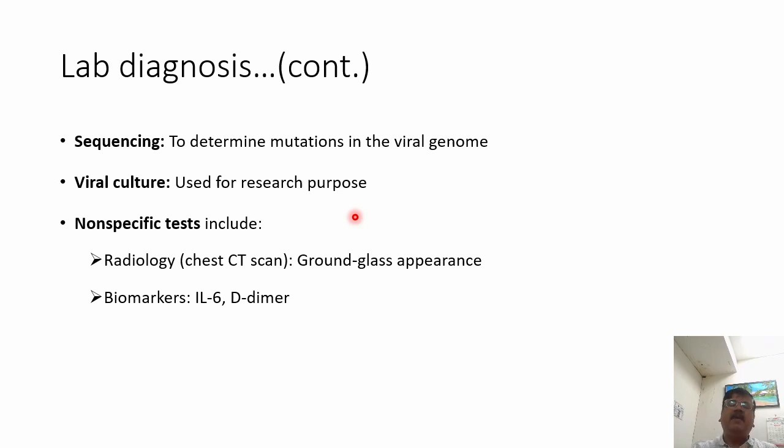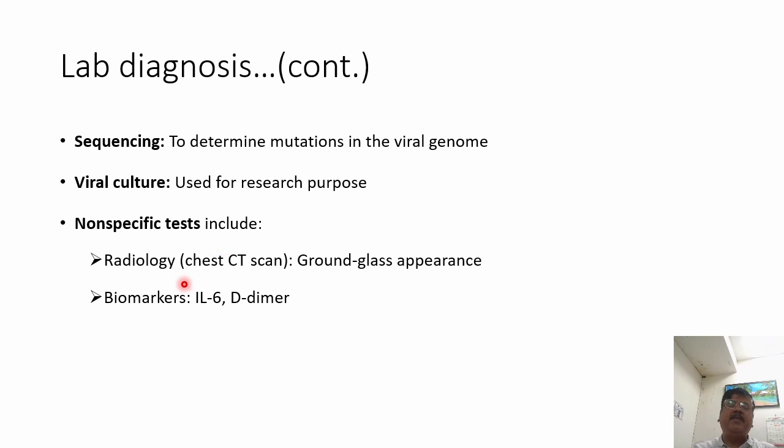What is the scenario in May and June 2025? I will tell you which is the sequence, which is the subvariant presently. Then viral culture is only for research purposes. Viral culture is also used for vaccine preparation. All of you know Covishield, Covaxin, all those. For that purpose viral culture is required, but viral culture is not required for diagnostic purposes.